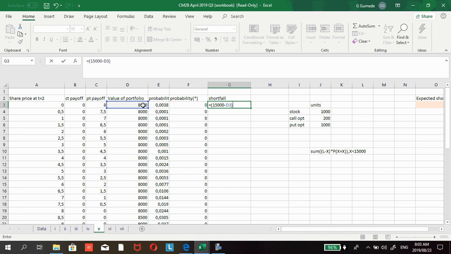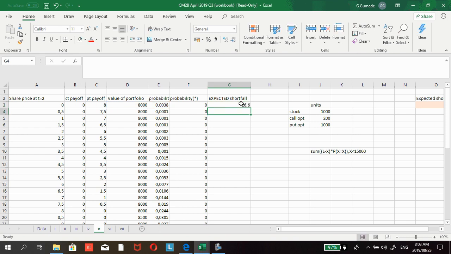Now these are the expected values. Remember, I need to multiply this, so this is the expected shortfall. I'm not just calculating the shortfall here. Let me change this to expected shortfall. So I need to multiply this by the associated probability. This will be the expected shortfall for each possible value of your portfolio.